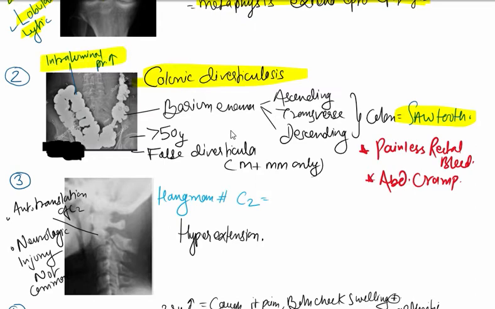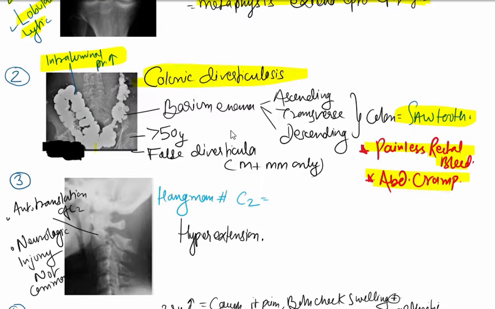So what can be the clinical vignette given? An old male patient is visiting OPD and complaining of altered bowel habit, painless rectal bleed, and abdominal cramp. Okay, the patient is habitual of a high fat diet and low fiber. Such a patient has the risk of developing colonic diverticulosis.